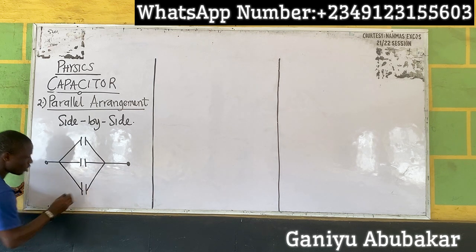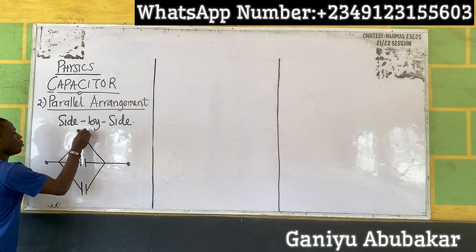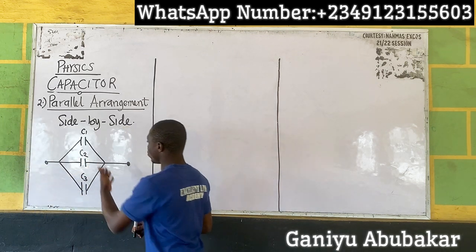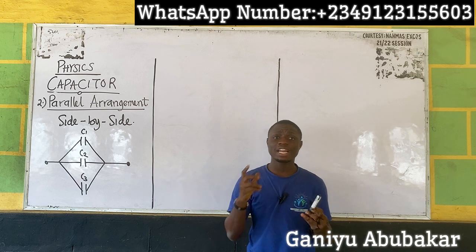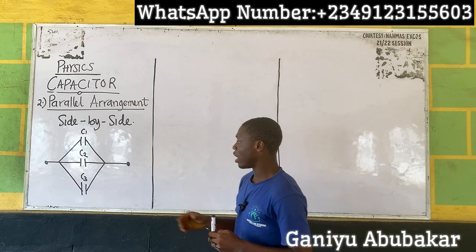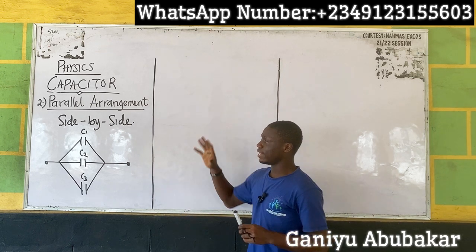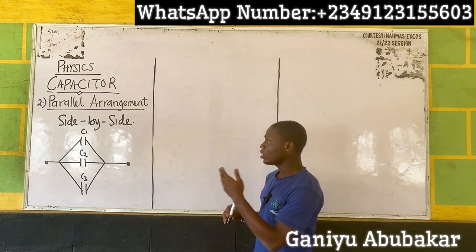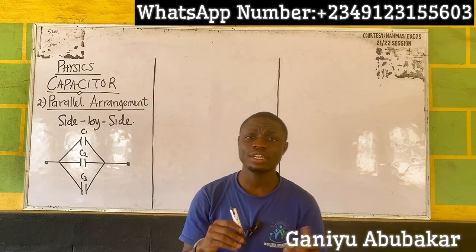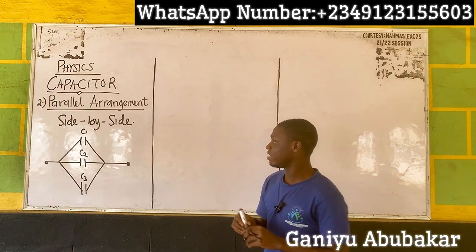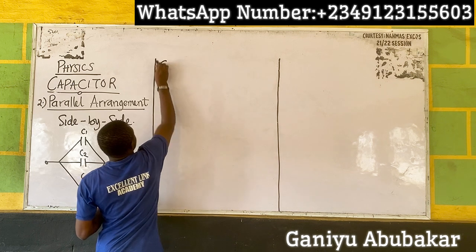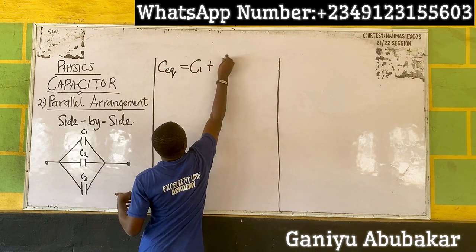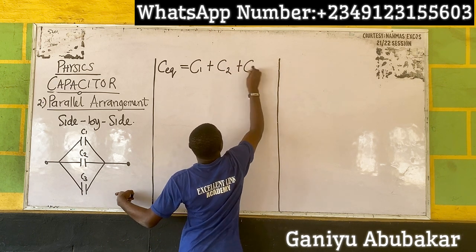All right, so I have this. Let's call it C1, C2, C3. This becomes your circuit symbol for a parallel arrangement of capacitors as shown below. So let's get the mathematical form of capacitors arranged in parallel. For capacitors arranged in parallel, their equivalent capacitance is given by the equation C equivalent is equal to C1 plus C2 plus C3.